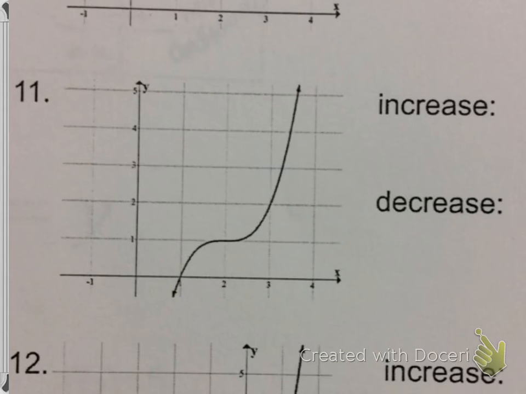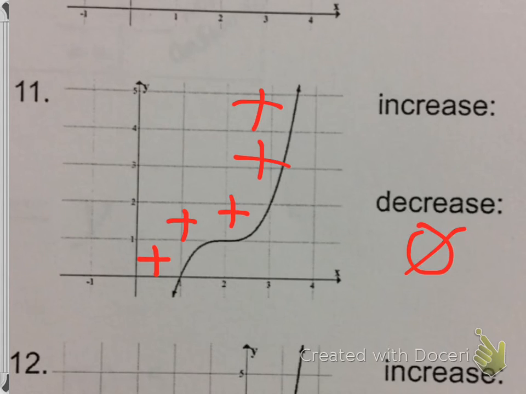Alright, so here we go. Let's mark it with our positive and negative slope. This is positive slope, positive slope, positive slope, positive slope, positive slope. It's all positive slope. So there's not going to be an interval of decrease, right? So you put the empty set, the no solution sign.